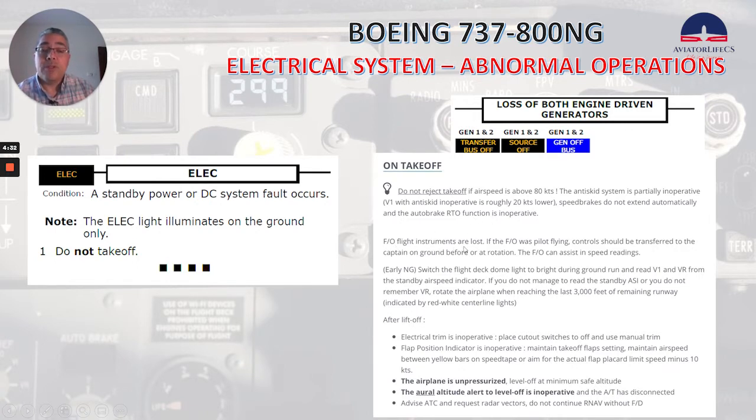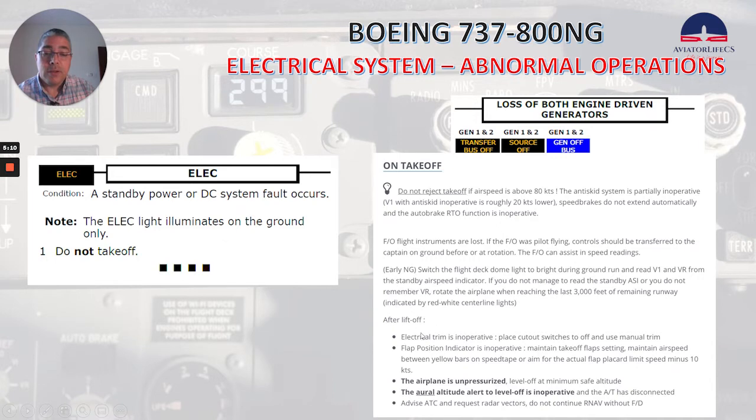First officer flight instruments are lost. If the first officer was pilot flying, controls should be transferred to the captain on ground before or at rotation. The FO can assist in speed readings. On the early NGs, switch the flight deck dome light to bright during ground run and read V1 and VR from the standby airspeed indicator. If you do not manage to read the standby ASI or you do not remember VR, rotate the airplane when reaching the last 3,000 feet of remaining runway, indicated by the red and white centerline lights.